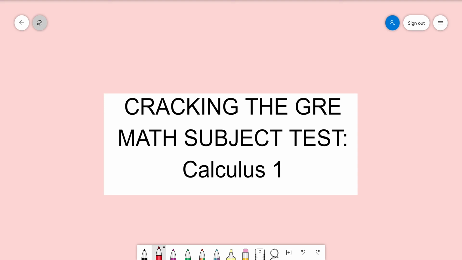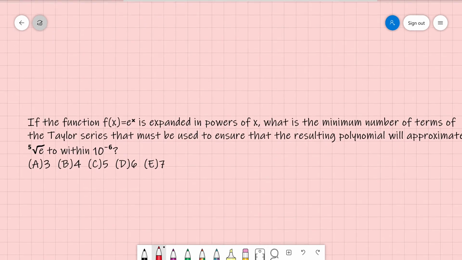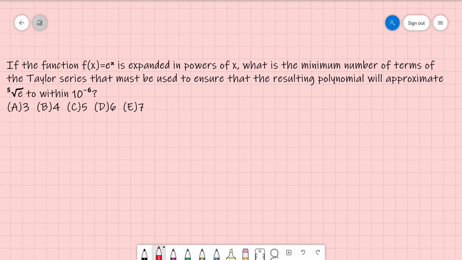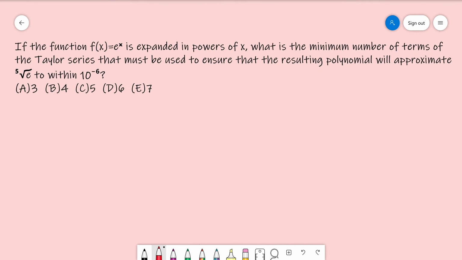This is Calculus 1. We're on question number 49. This question is asking us, if you were to take the Taylor series expansion of e to the x and you truncate it somewhere, so you end up with an nth degree polynomial, how many terms do you need, like what is n, if you want the error to be less than 10 to the negative 6.